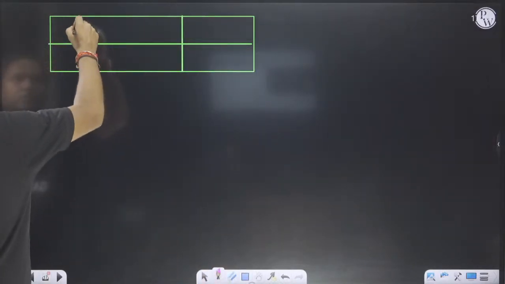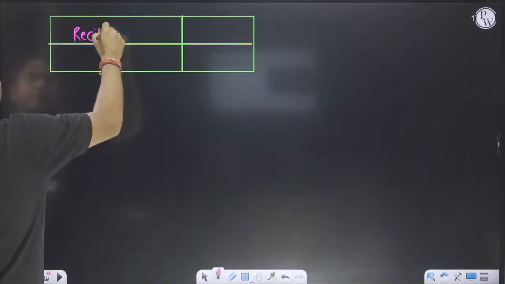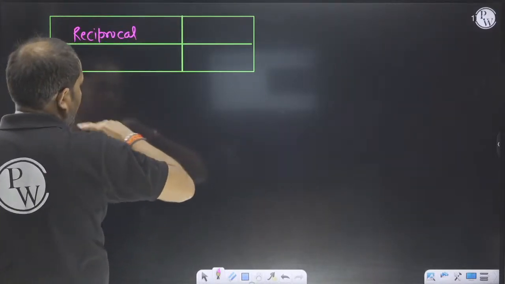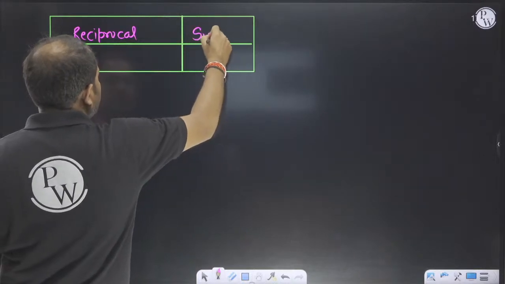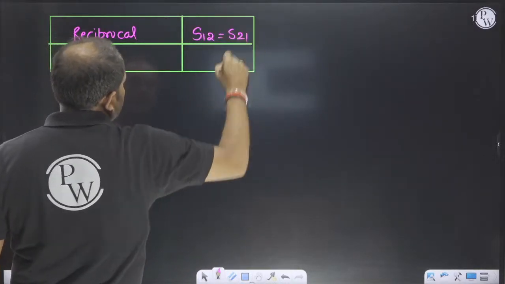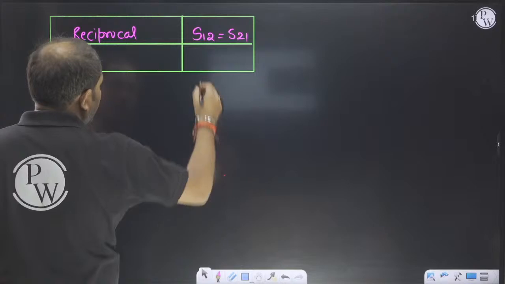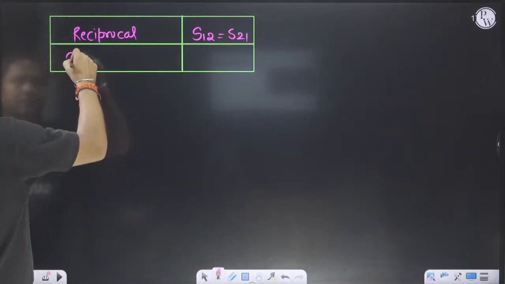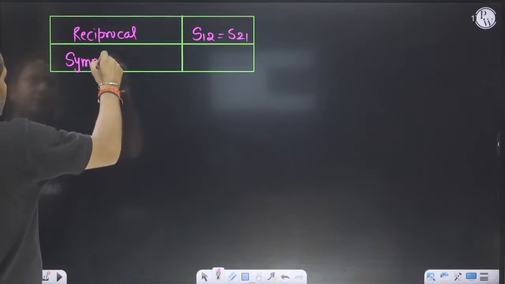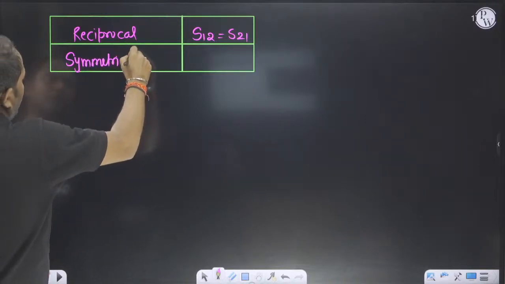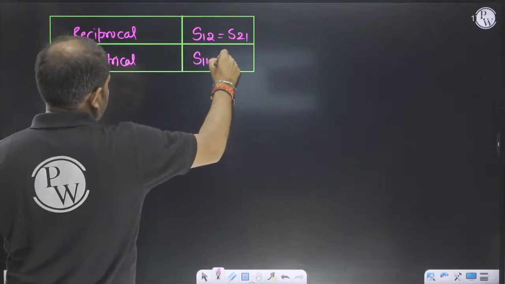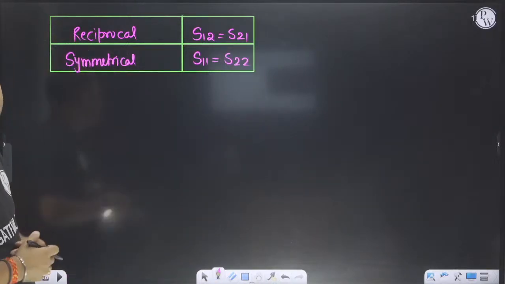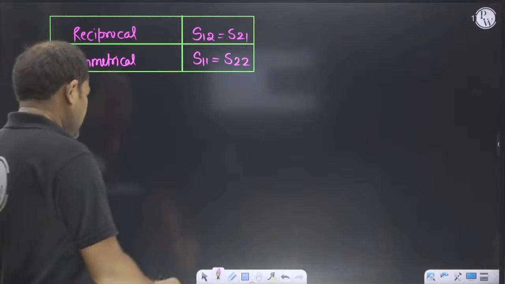So for reciprocal, what is the condition? For reciprocal you have S12 equal to S21. That means forward gain is equal to reverse gain. And for symmetrical it is S11 is equal to S22. This is the condition for symmetrical and this is the condition for reciprocal.